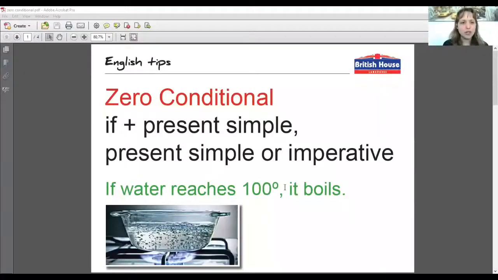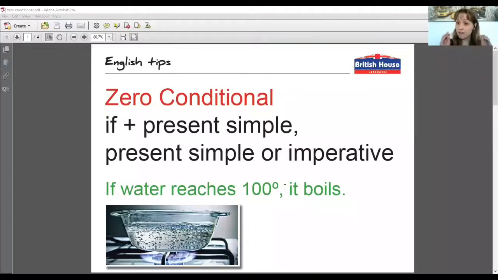We construct the zero conditional by using if plus present simple, comma, and another sentence that will be in the present simple or the imperative form. Remember that with all conditionals, we have 2 parts. They are 2 clauses, and they can be interchanged, okay? What you cannot do is mix them. So let's have a look at why we have zero conditional.